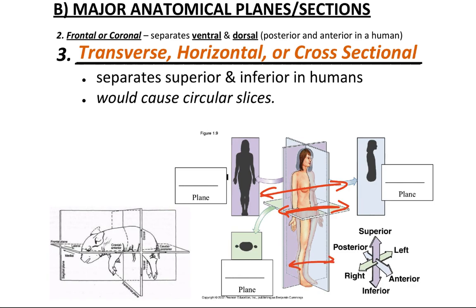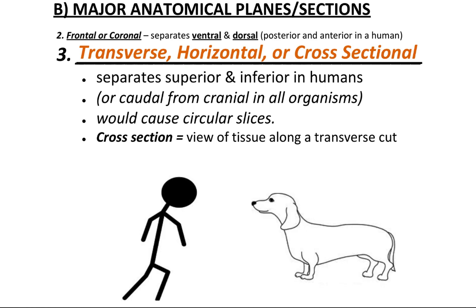These are transverse cuts. But for a pig or dog, the circular cuts would be if you cut them this way. So this is transverse on my pig in this example. Okay? So it would basically create those circular sections. So again, transverse on a human, transverse or horizontal or cross-sectional on a dog.